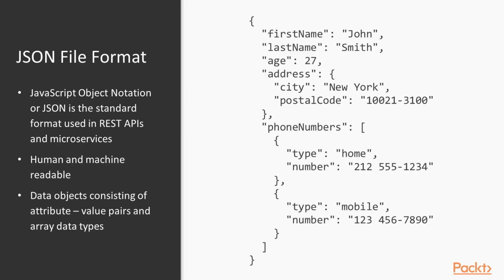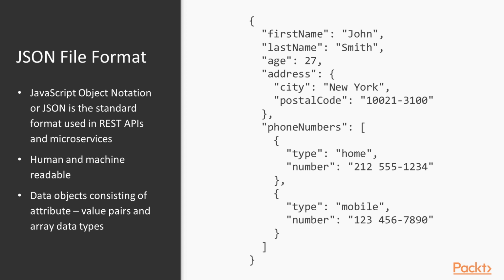So JSON, or JavaScript Object Notation, is a standard format of data that is used in REST APIs and microservices. It is aimed to be read by humans, but also machines. So humans can actually understand the values, and also machines can automatically parse the data. The data objects consist of attribute value pairs and array data types. On the right, I have an example of John Smith, for example. You can see the first name is the key and the value is John. In that way, you have two strings separated by a colon.